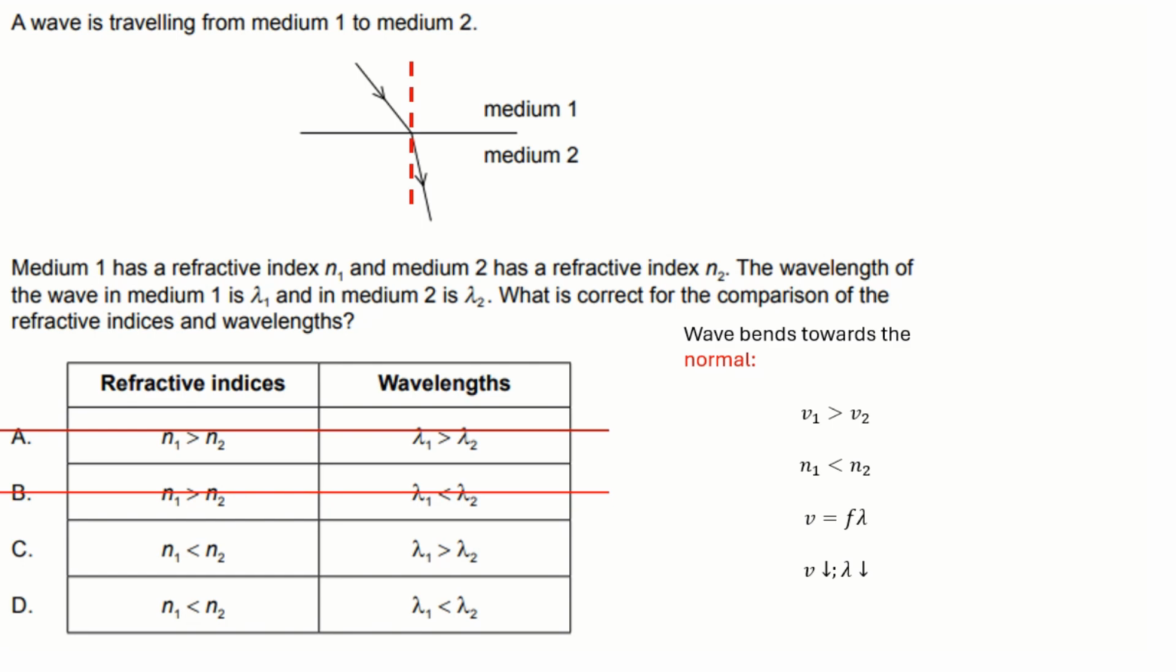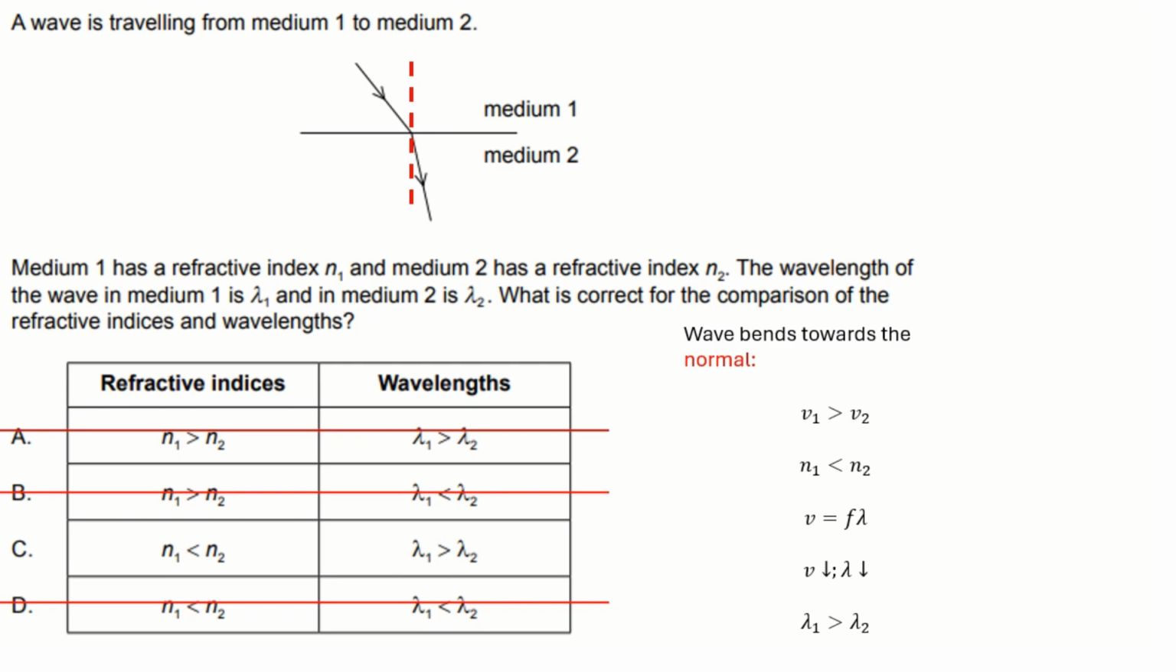As a result, that means that my wavelength in medium 2 is going to be less than my wavelength in medium 1. Or in other words, my wavelength in medium 1 is going to be greater than that in medium 2, which then leads us to the answer, which is C.